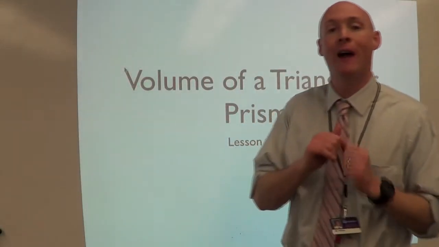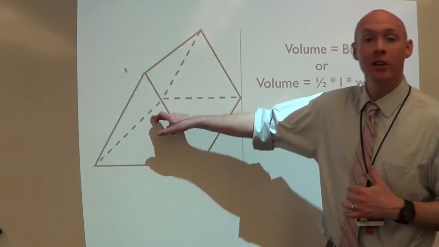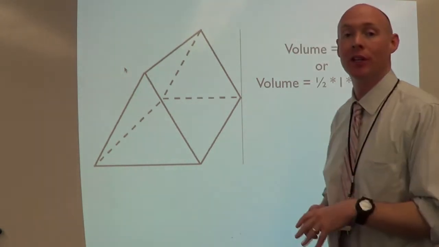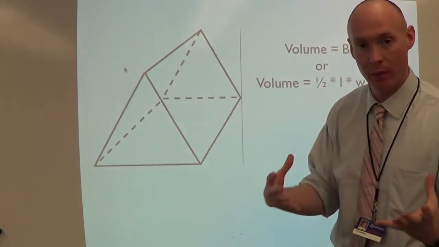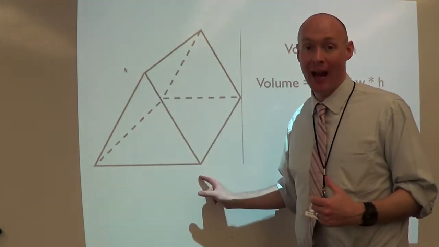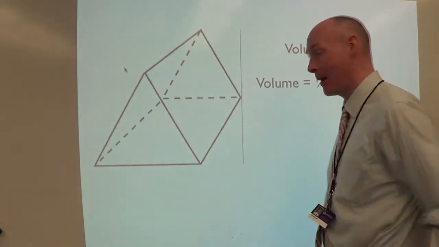Today we're going to talk about the volume of a triangular prism. Okay, here's a picture of a triangular prism. You probably remember the last lesson we looked at the volume of a rectangular prism. This time we're just going to talk about the base being a triangle instead of a rectangle. There is a formula, so let's talk about it.